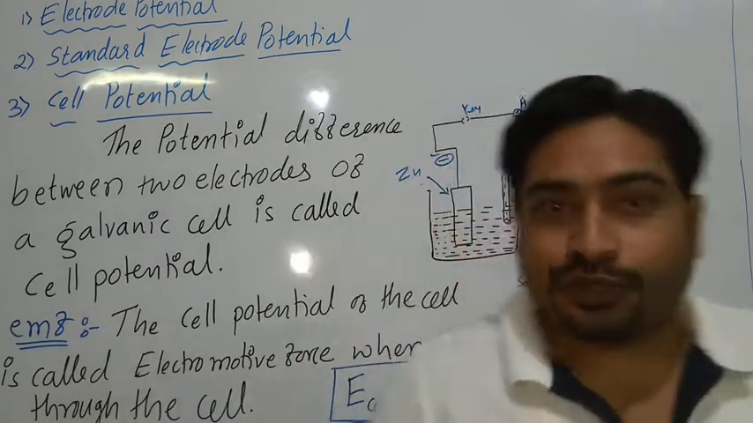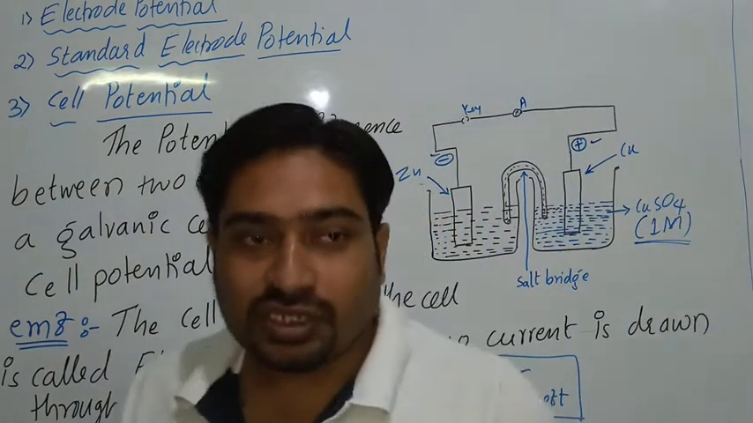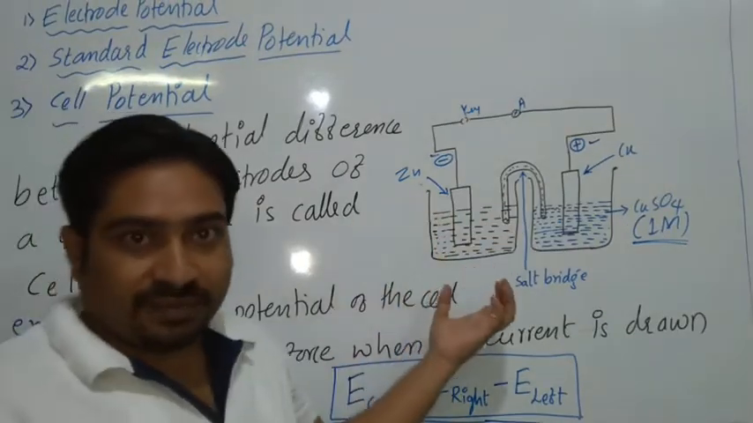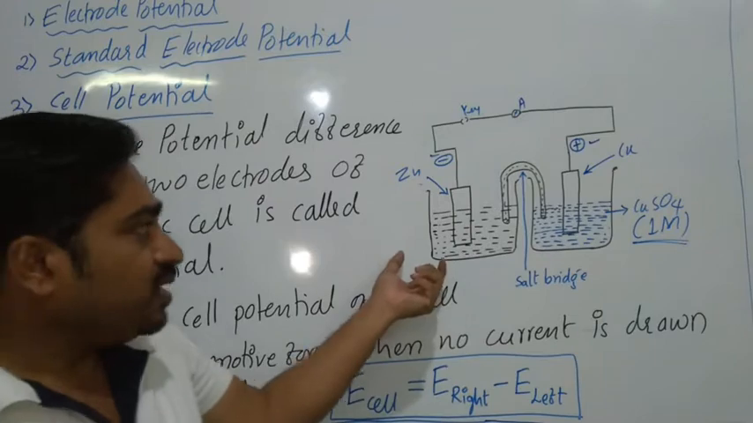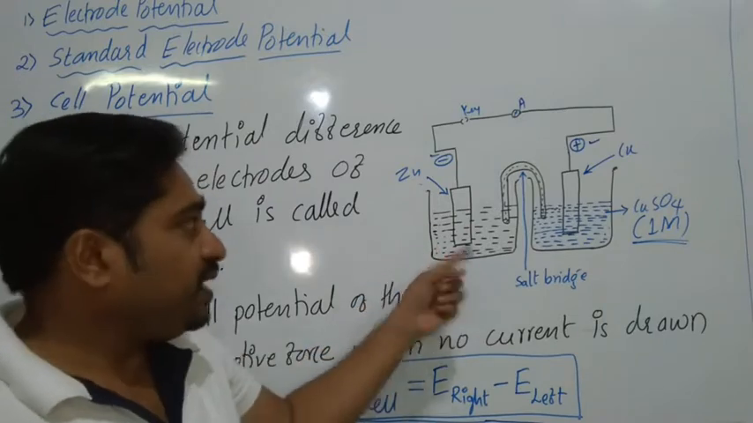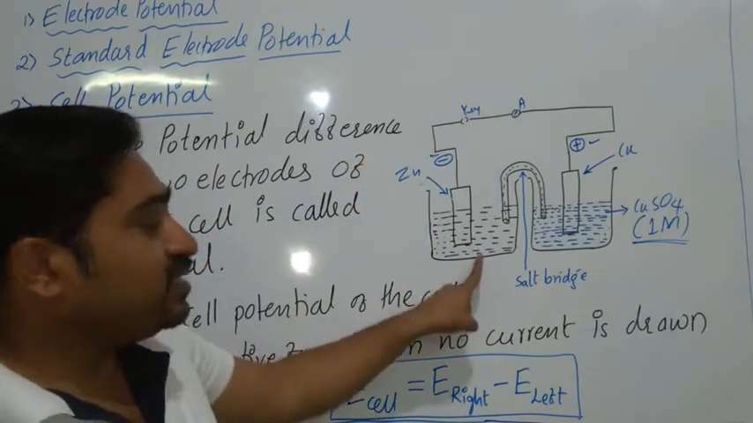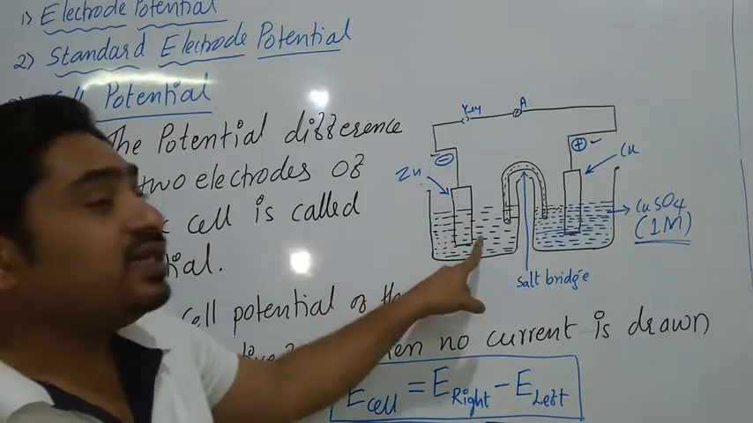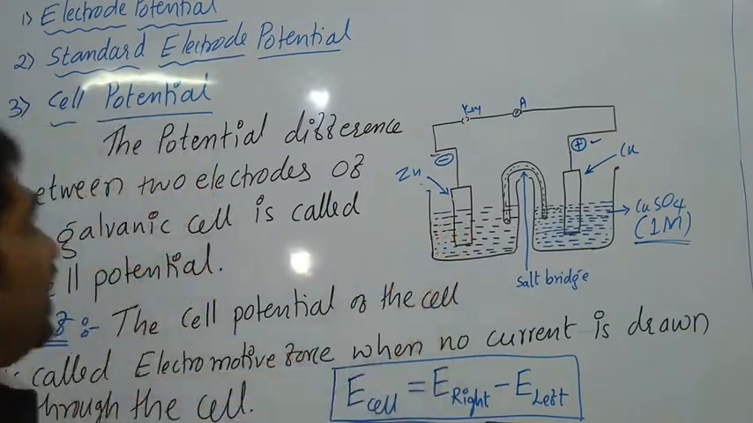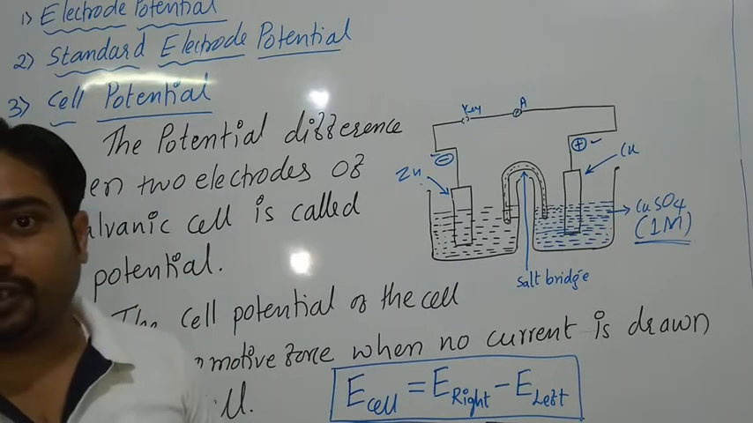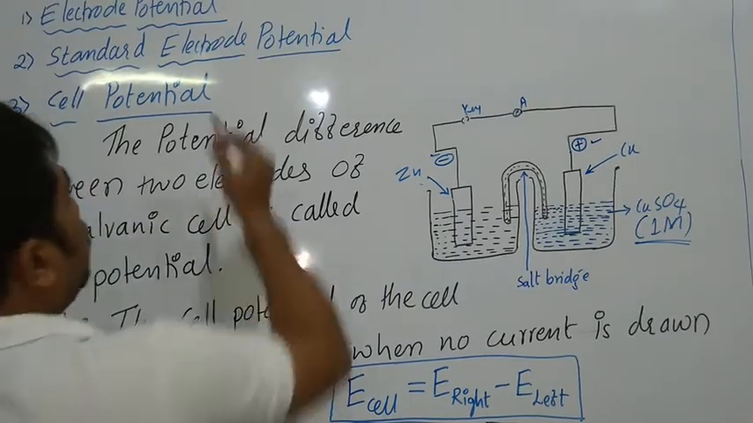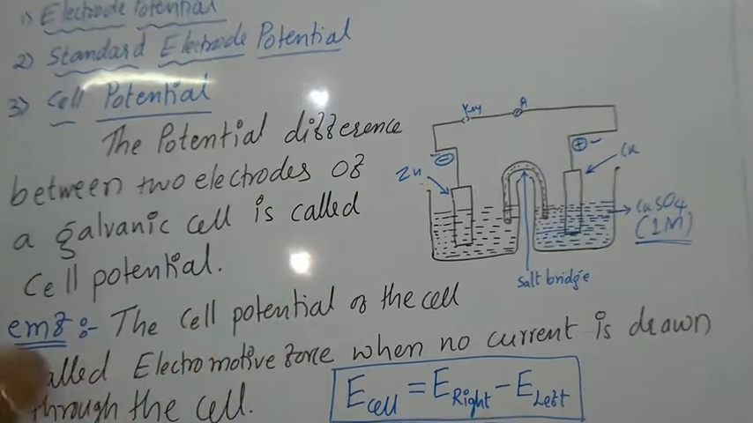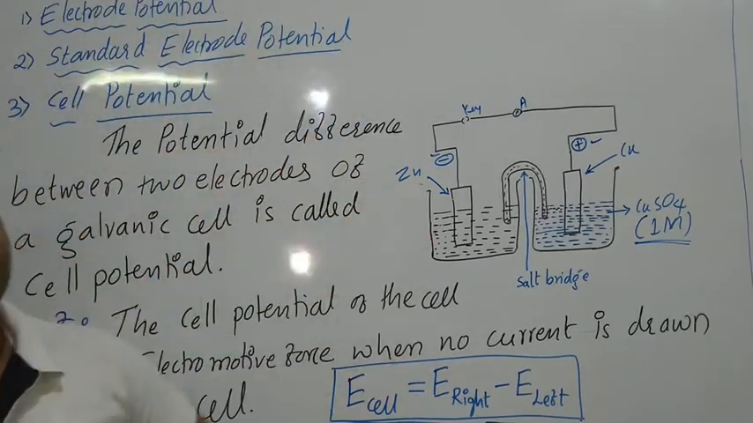The electrode potential is nothing but, at equilibrium, if I consider a half cell at equilibrium, the potential that develops between the electrode and the electrolyte. The potential that develops between electrode and electrolyte is known as electrode potential. And we know about electrode potential. Then what will be the standard electrode potential?